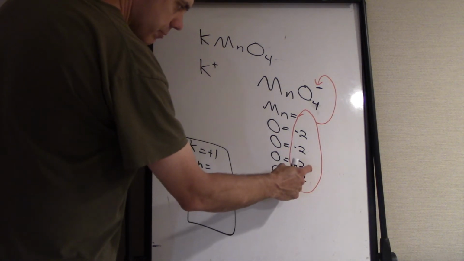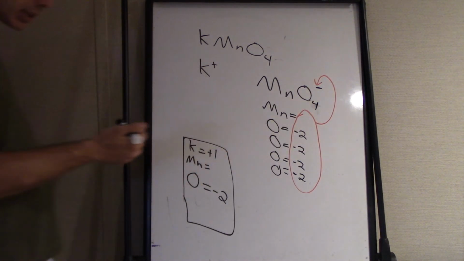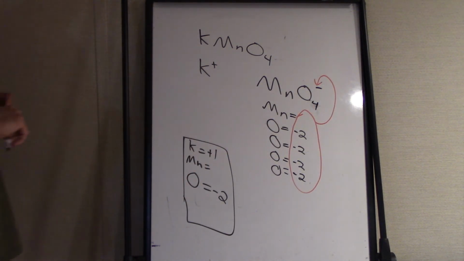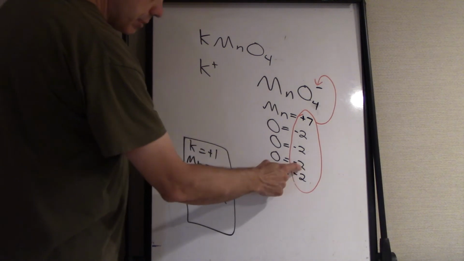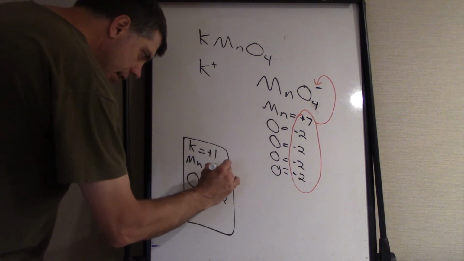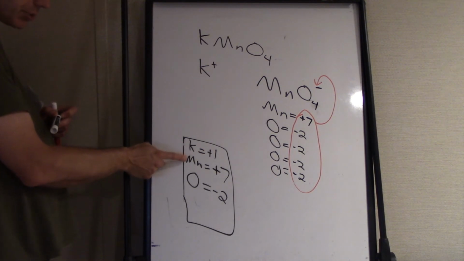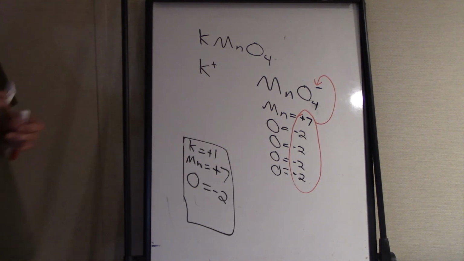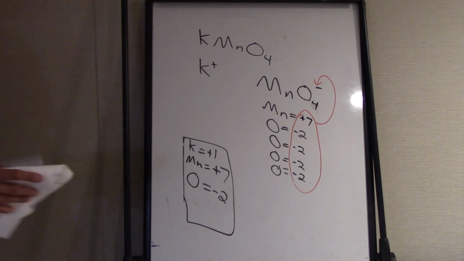Well, -2, -4, -6, -8. I'm at -8. In order to get to -1, the only way I can go from -8 to -1 is if the manganese is +7. -2, -4, -6, -8 plus 7 gives me -1. That's my total. So the oxidation number of the manganese is +7. So for the elements in this compound, the oxidation number of the potassium is +1, the manganese is +7, and the oxygen is -2. So that's how you use rules 3 and 4 in order to assign oxidation numbers.